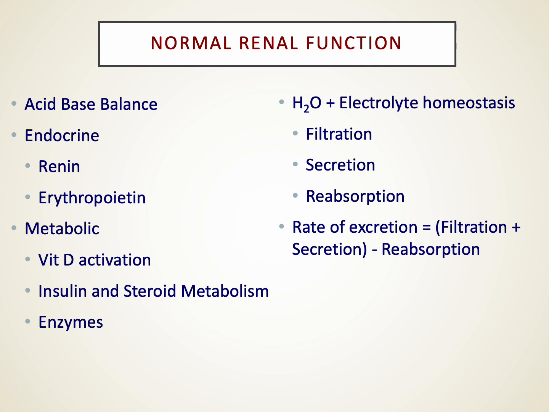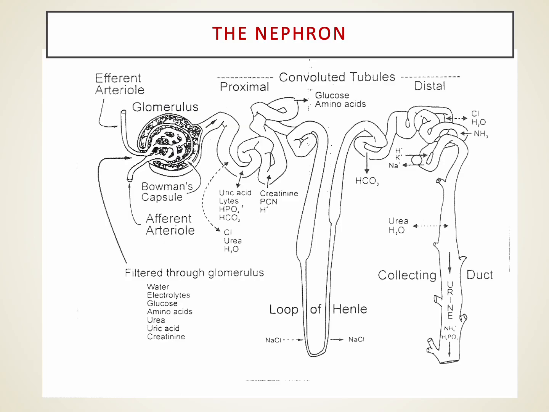We also see, and what we usually think of the kidney as the primary site for, water and electrolyte balance, filtration, secretion, and reabsorption. And we also typically look at the rate of excretion as a function of the amount that's filtered plus that's actively secreted into the lumen of the nephron, less the amount that's reabsorbed from the lumen of the nephron. So here's the functional unit of the kidney, the nephron, from top left moving along.